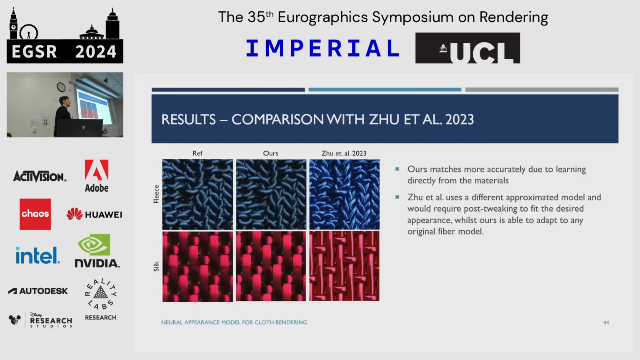They do not take into account the Fresnel weights and so on, so it provides a less realistic look and would require more tweaking. They also contain a diffuse component that is supposed to be tweaked and adjusted to match the original reference image. Ours, on the other hand, is fitted directly to the original material, which means there is no tweaking involved and we're able to adapt to any original fiber model.